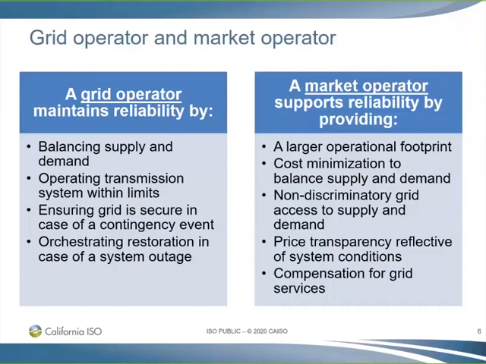A market operator supports reliability by providing a larger operational footprint, by minimizing costs to balance supply and demand, and by providing non-discriminatory grid access to that supply and demand. We have price transparency that is reflective of system conditions, and we receive compensation for grid services. So as a grid operator, the ISO makes sure that the lights stay on in our balancing authority area.